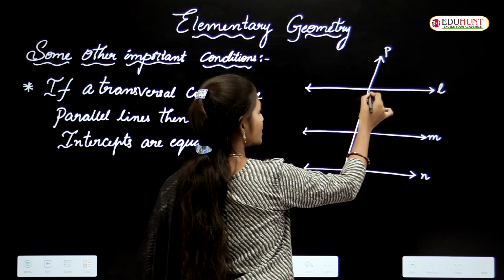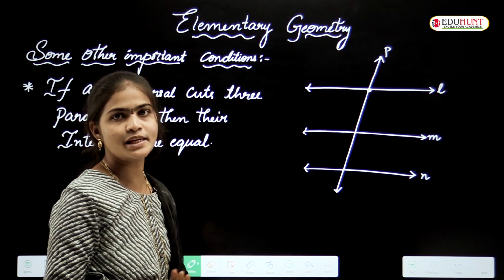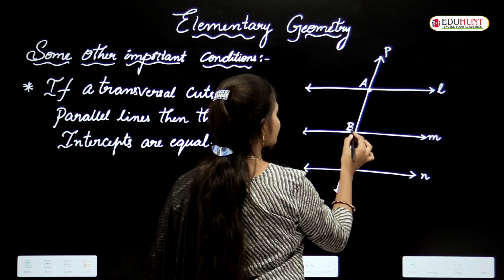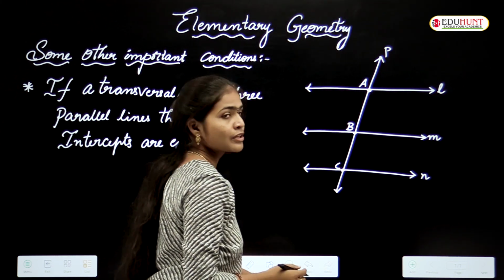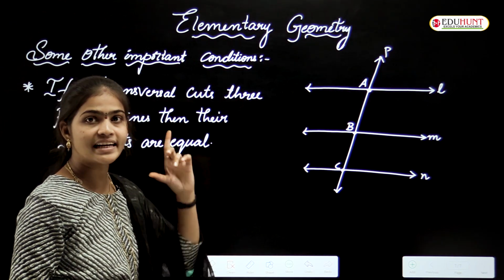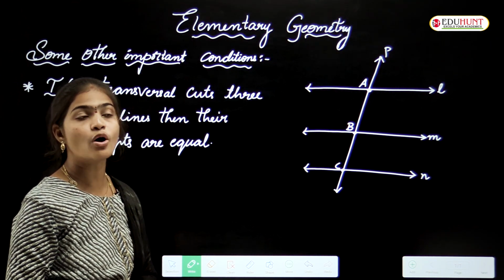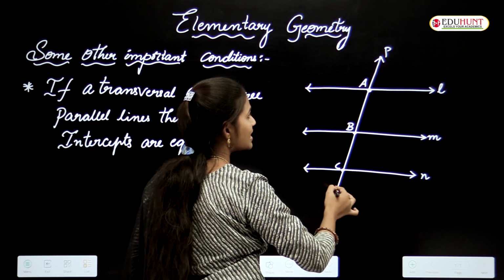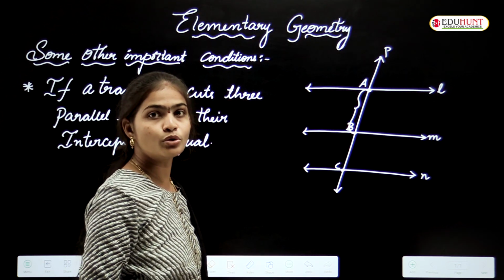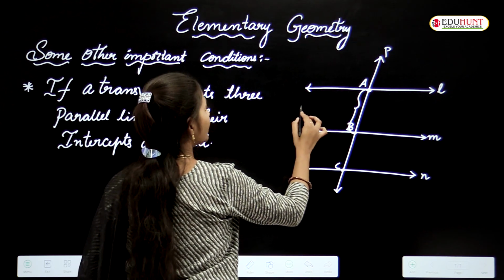Here, intercepts means what? A transversal cuts three lines at three distinct points. So the first point I am going to take as A, the second one B, and this is C. Intercepts means the distance between two distinct points on a transversal. So on this transversal, the distance between two distinct points is called the intercept.